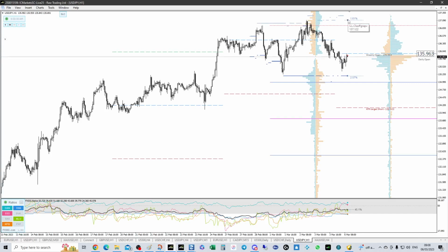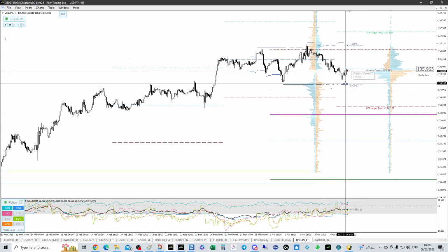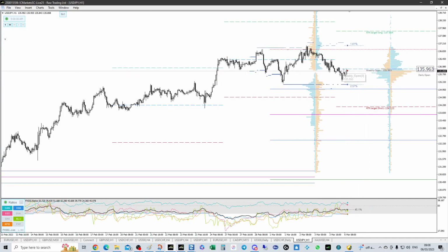More so Aussie and Kiwi. 137.12 and 135.17. Weekly open, so target that. Medium term, we're possibly going to come down here. It will depend on your yields as well.